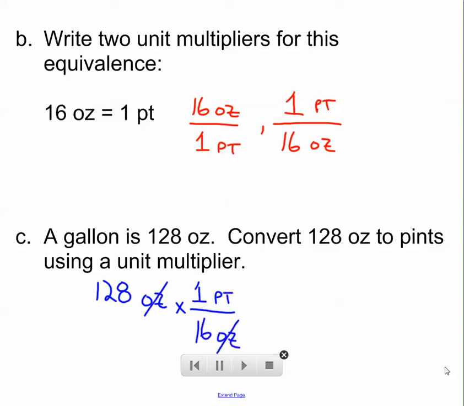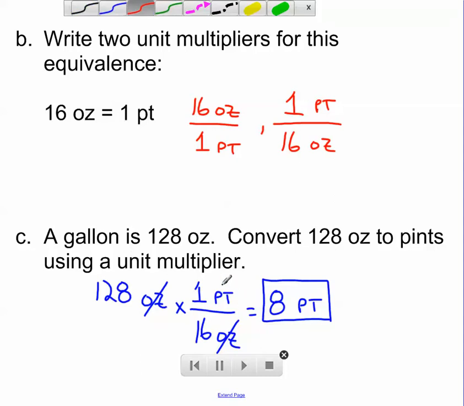Ounces on top and ounces on bottom cancel out. And then we'll just do 128 divided by 16 because the 16 is on the bottom, which is 8. 16 goes into 128 8 times. So there are 8 pints in 128 ounces. Notice that the only unit that's not crossed off here is pints.